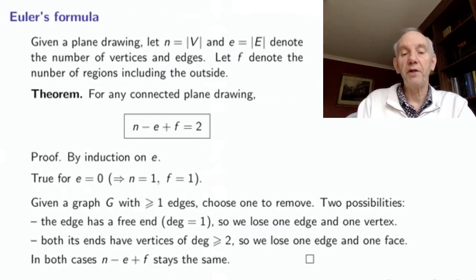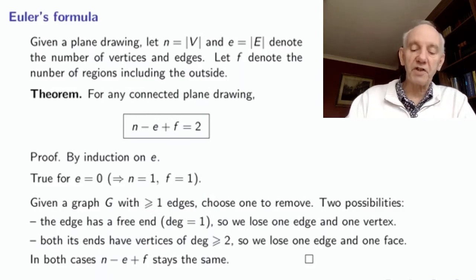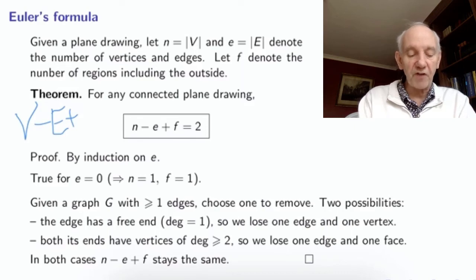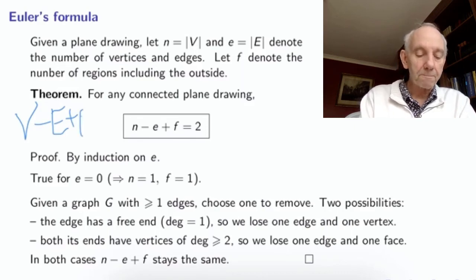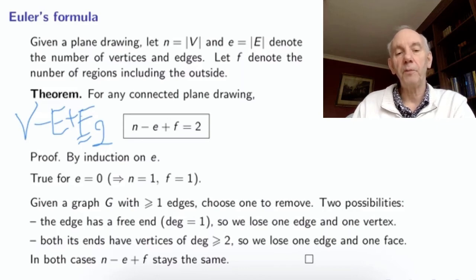Okay, so that's what I've written. And so in both cases, the left-hand side, n minus e plus f, stays the same. You might also see this sometimes written as, I use n for the number of vertices, but some people might use capital V, so you might see this written capital V minus e plus f. Remember, when you come to graphs, f is the regions rather than faces, but you must count the outside. Plus f is equal to 2. Okay, that's Euler's formula.